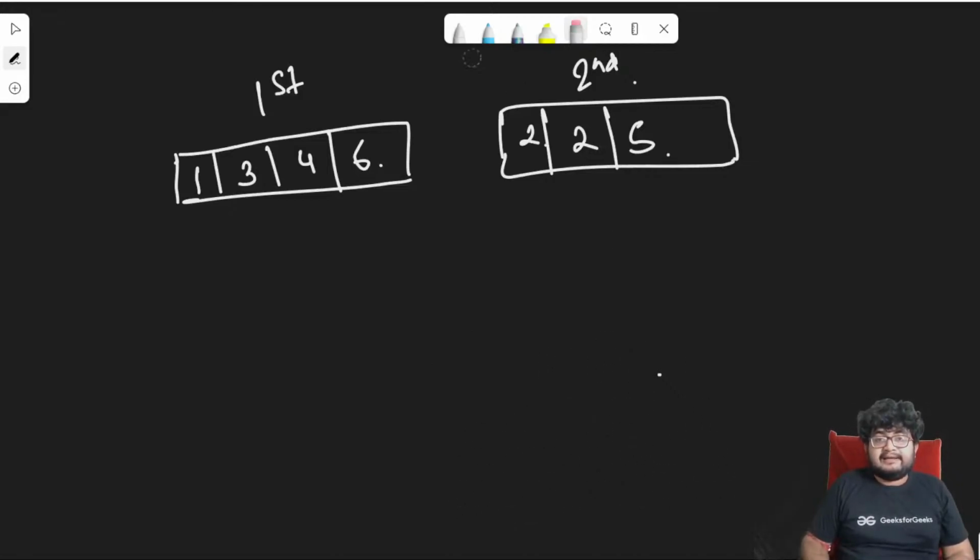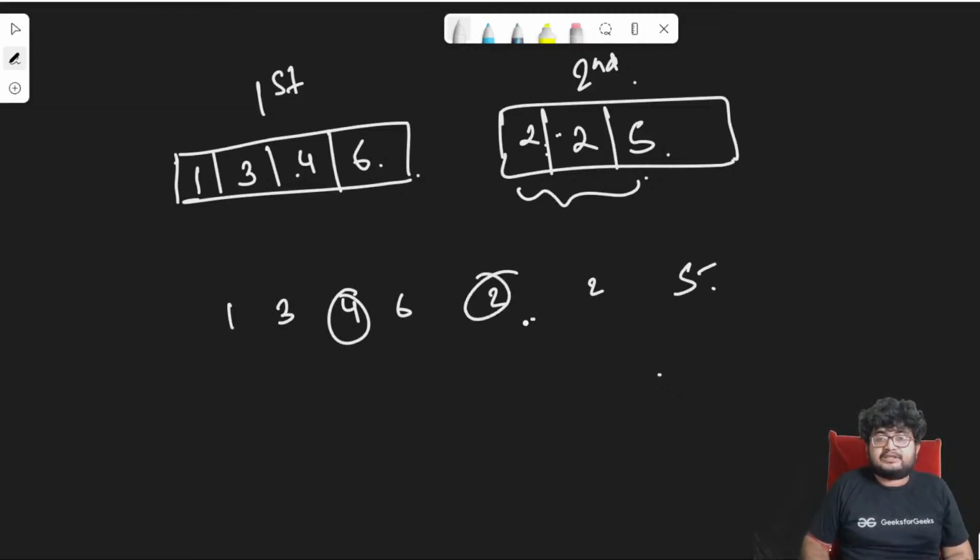If you see, the first part is sorted, the second part is sorted. But in the second part, there are some elements that are less than the first part elements. So those will pair up to be an inversion, because the resultant array is 1, 3, 4, 6, 2, 5. They are indeed forming an inversion, like this 4 and this 2. So we will just count the inversions here.